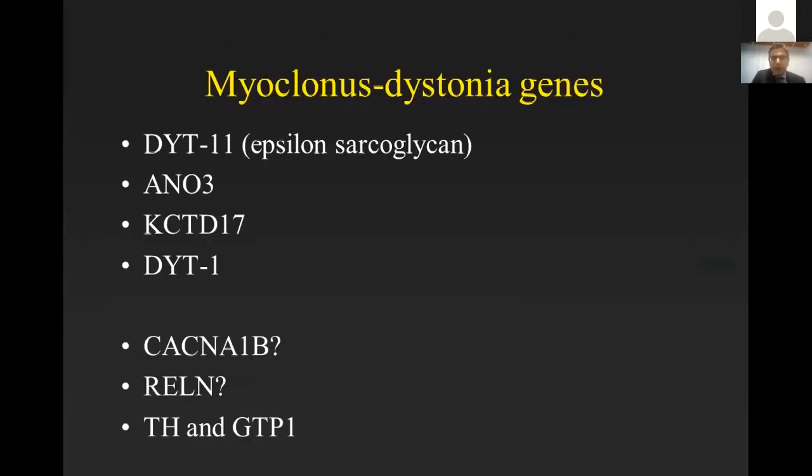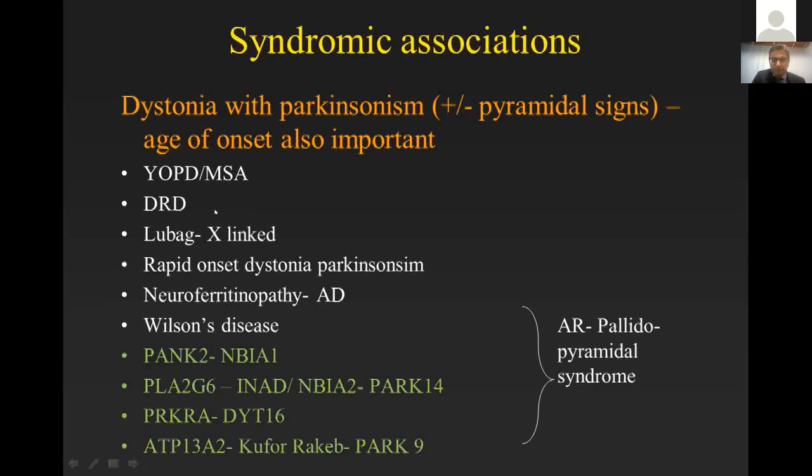So if you were thinking about the myoclonus dystonia genes, apart from the classic form, the DYT11 related to the epsilon sarcoglycan, of which I showed you a video, NO3, we saw a patient of that, KCTD, and sometimes also DYT1 can be rather jerky. There are some others described, but these are the main ones for you to remember.